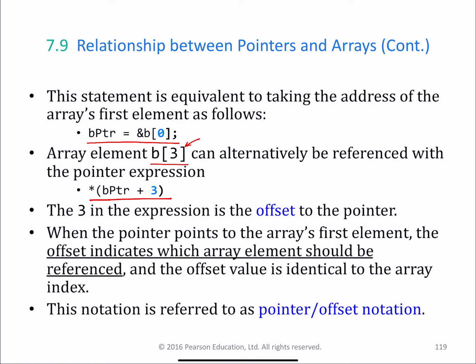To access element number 3, we're adding 3 to B pointer, and then we are applying the dereferencing or pointer operator to the whole thing to access the actual element in that location. Because remember, B pointer is just an address. Adding 3 to it will still give us only the address of the 3rd element of the array. To access the element, we have to use the pointer operator.